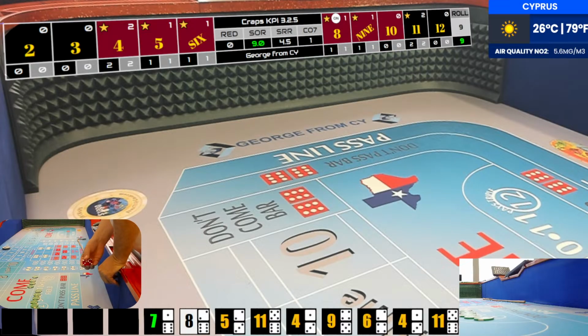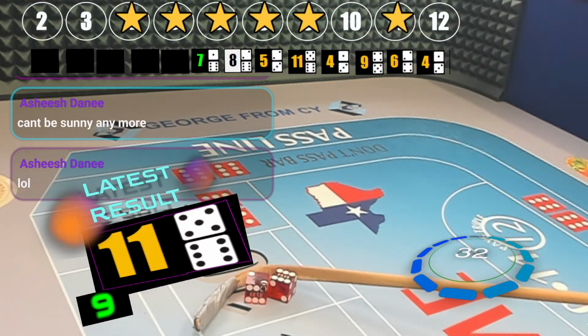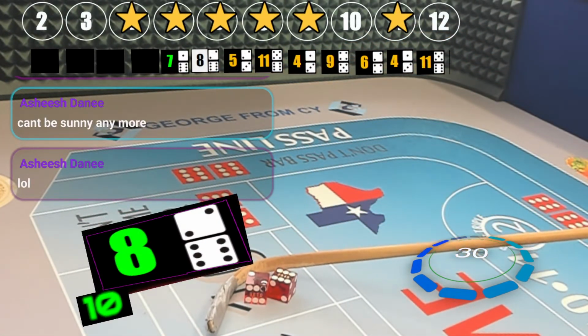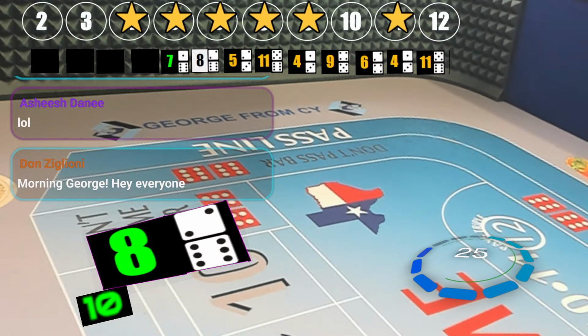Dice up. That's a 2, 6, 8. It's a drift. Both dice drifted. And lots of front line winner. We're at 7 hits.